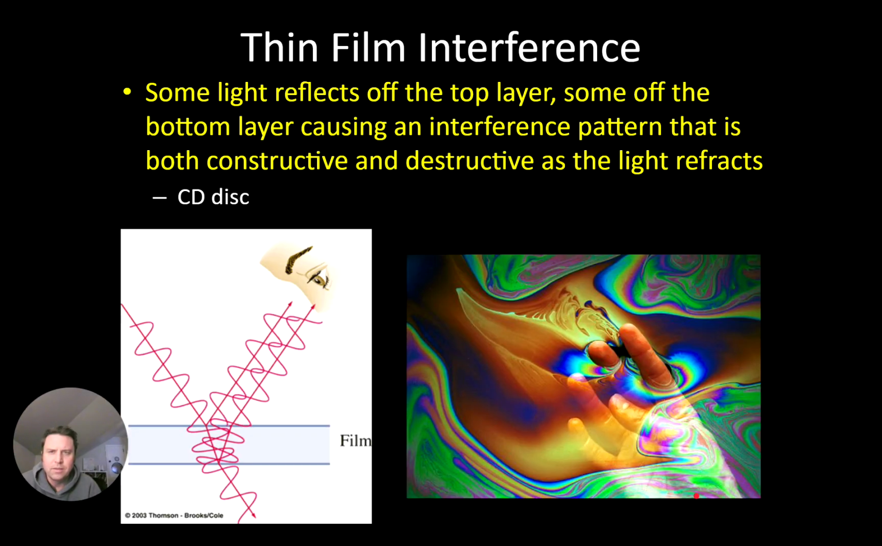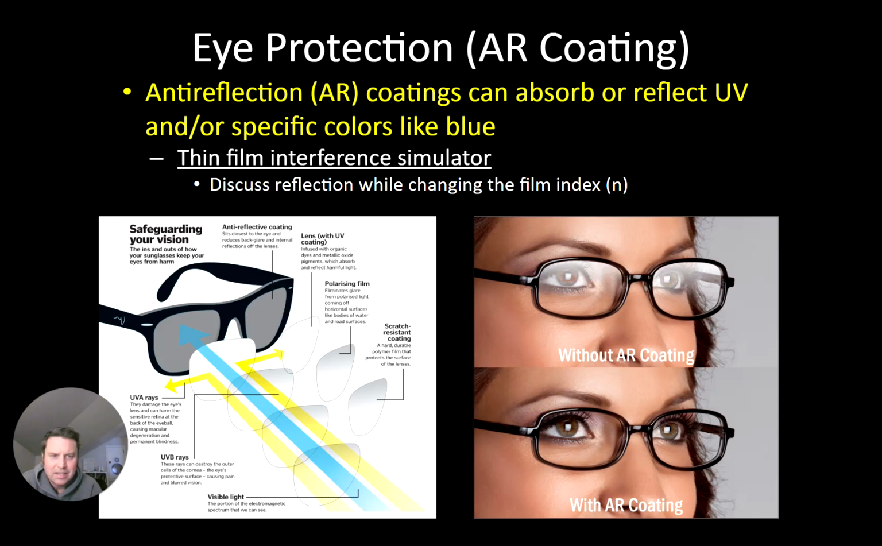And then thin film interference is interesting. It's a combination, right? It's reflecting and refracting off this film. So a CD disc, I don't know the last time we looked at a CD disc, or if you've seen a puddle on the street and it has a sheen to it, that's thin film. Glasses, we have anti-reflective glasses.